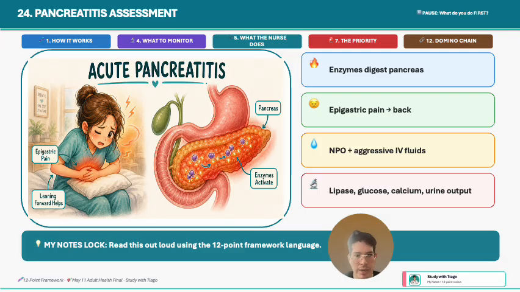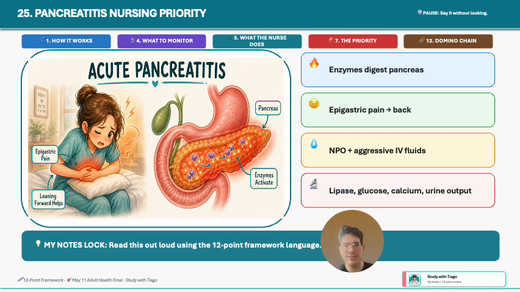My nursing brain should not stop at lipase is high. Okay, I want the whole patient, right? The pain, fluids, oxygenation, the glucose, the calcium, the urine output, and the signs of deterioration. So, pain to the back, is that a clue? Fluids and breathing tell me how sick the patient is, okay? Pancreatitis priorities are about resting the pancreas, right? Supporting circulation, controlling pain, and watching for complications.